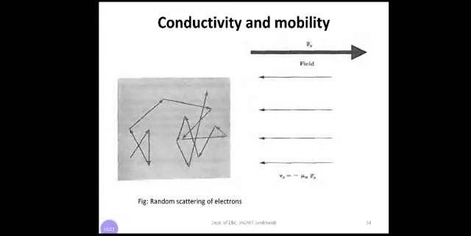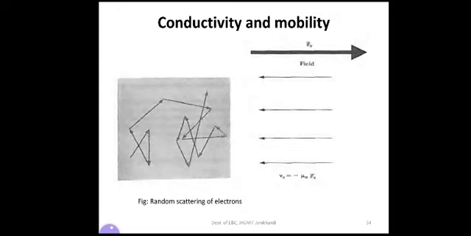Hello everyone. In the previous class we discussed intrinsic and extrinsic semiconductors, and also n-type and p-type semiconductors. So we'll continue from the previous class. In today's class we are going to discuss conductivity and mobility, that is, drift of carriers in electric and magnetic fields. Under that we are going to discuss the conductivity and mobility.